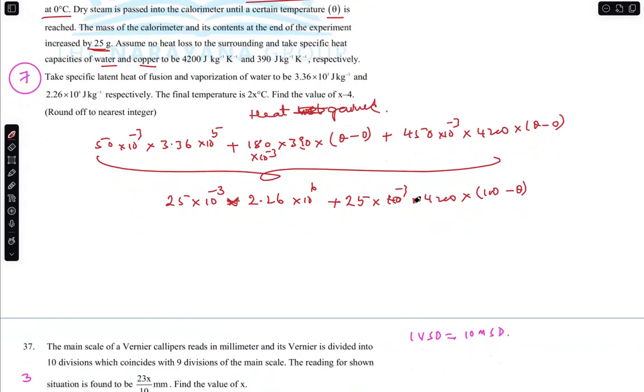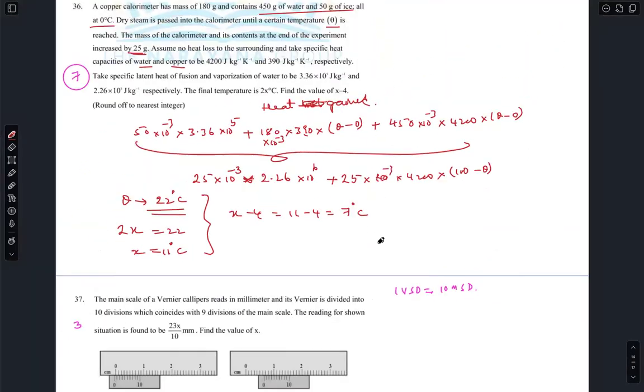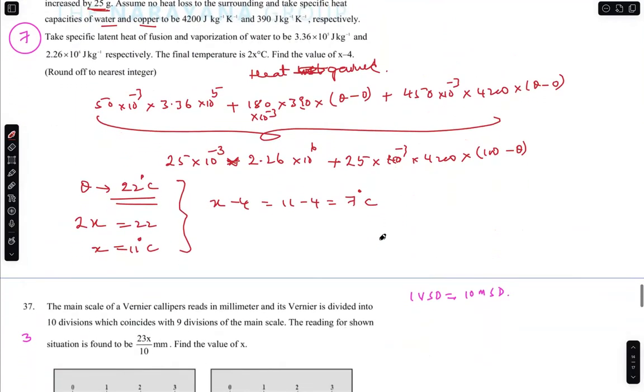You will get the answer for this theta as 22 degrees centigrade. Now you said the final temperature is 2x, which means x is 11 degrees centigrade. You want x minus 4, 11 minus 4, 7 degrees centigrade. That's all. Okay, right. Next.